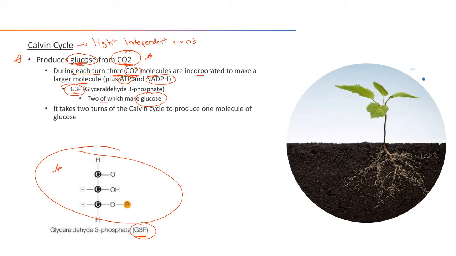So it takes two turns of the Calvin cycle to produce one molecule of glucose. Why two? Because you have to make two G3Ps to make a glucose molecule. G3P is a 3 carbon molecule. Glucose is a 6 carbon molecule.